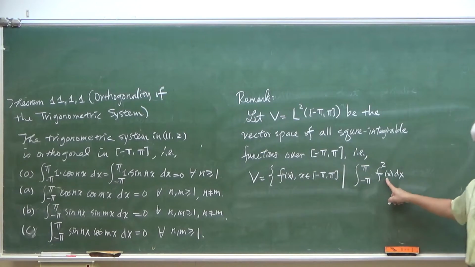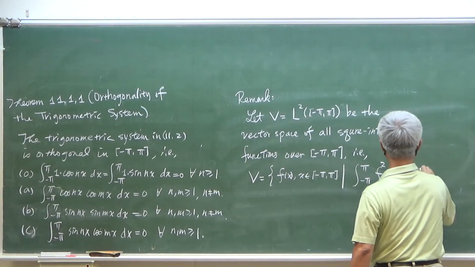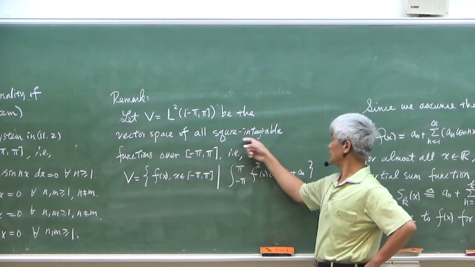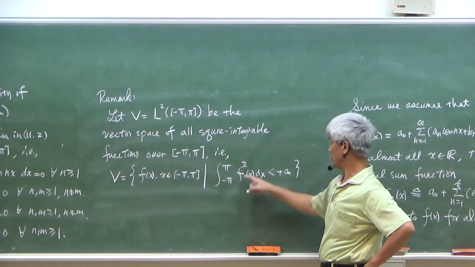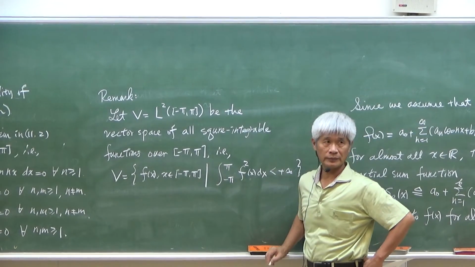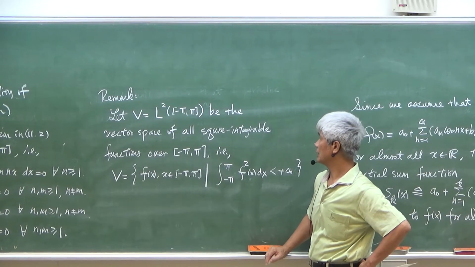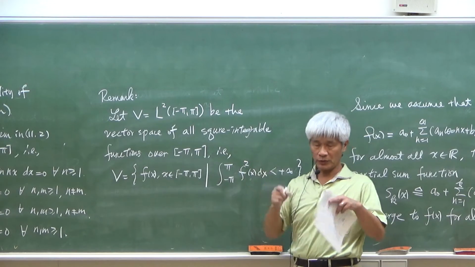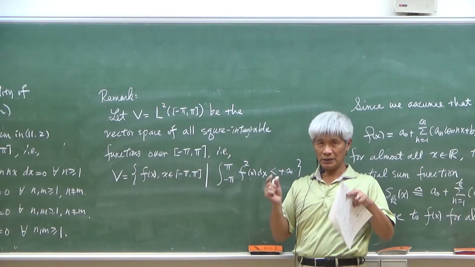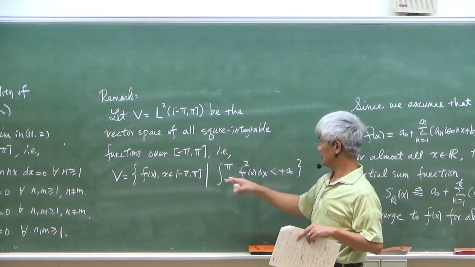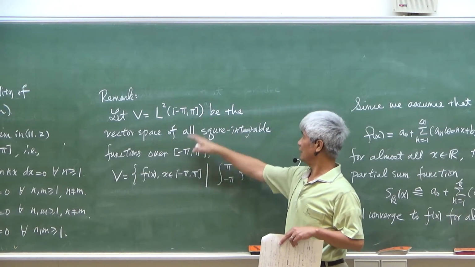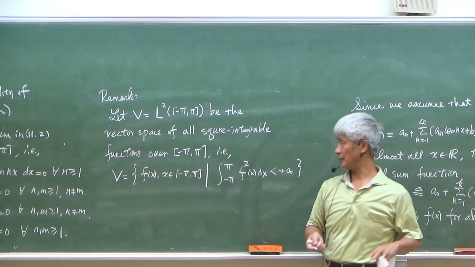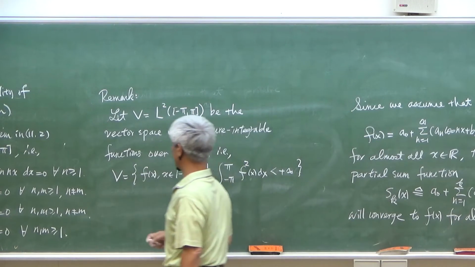the square of f(x) has a finite integral. So we call it square integrable. So we can square it and integrate. And V consists of all such square integrable functions. And it can be shown that this set V is a vector space. Okay, it's a vector space.